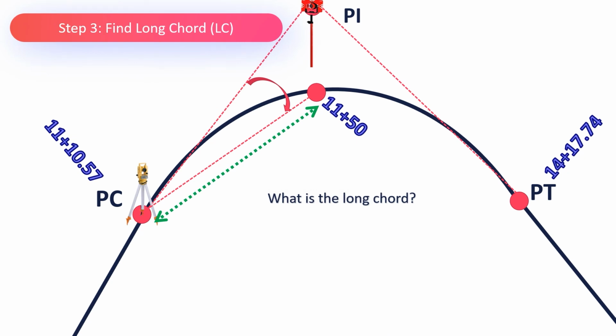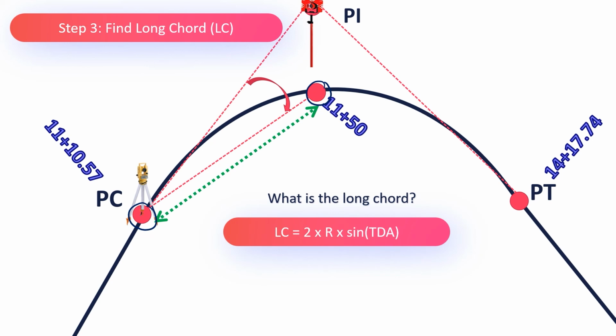Lastly, we can find the long chord, which is the horizontal distance connecting these 2 points. It is given by this equation: long chord equals 2 times R times sine of TDA, where R is the radius and TDA is the total deflection angle, which we calculated in step number 2.